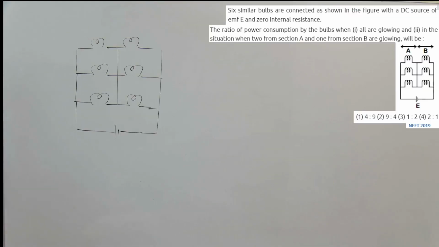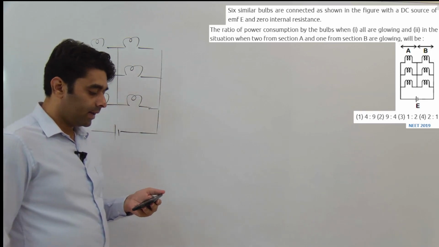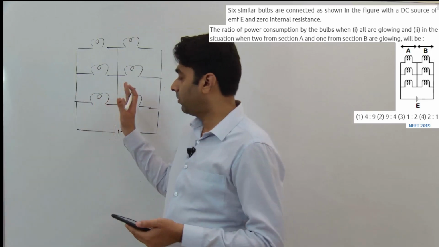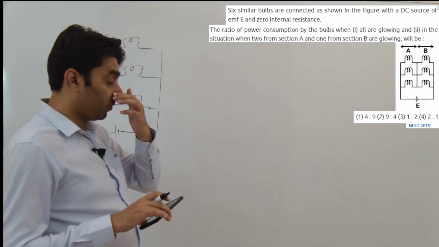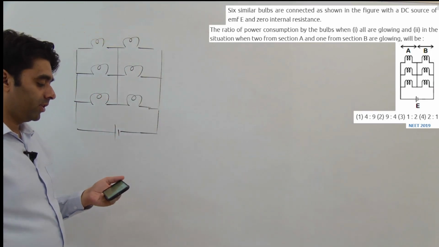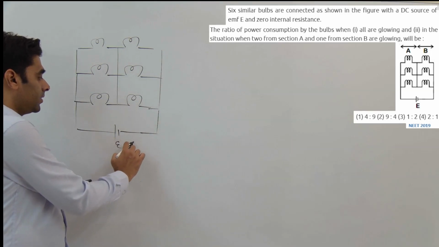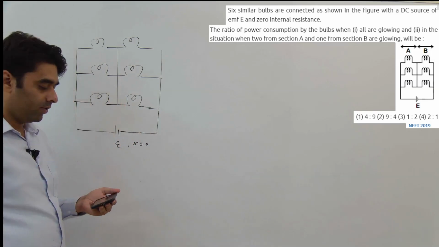Yeah. And next question is, 6 similar bulbs are connected as shown in the figure. I have also drawn the circuit over here. The question is given to you. So 6 similar bulbs are connected as shown in the figure with a DC source of EMF E and internal resistance 0.